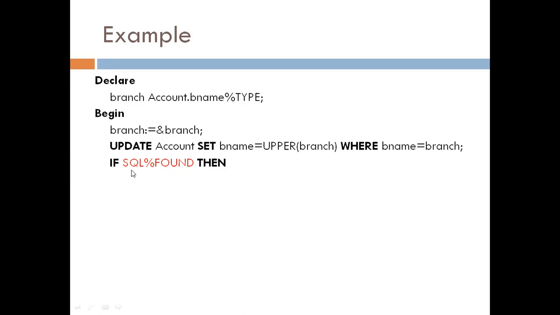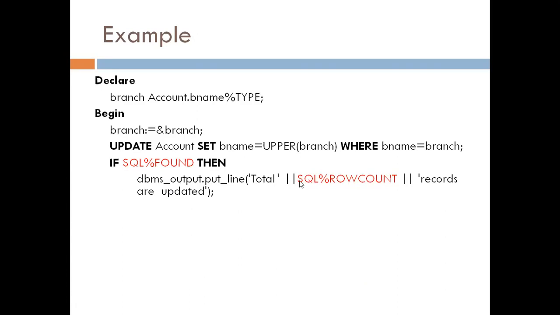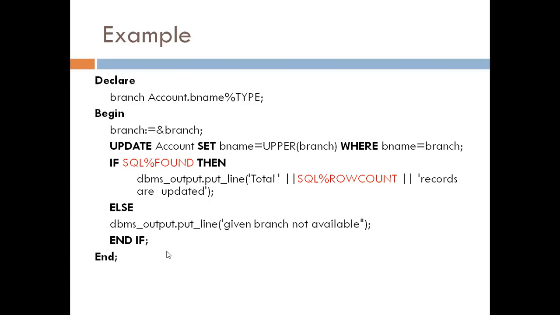So in if statement, pass your condition. Means here we are using attribute SQL%FOUND. If this attribute returns true, then print this message. And for counting the number of rows, we are using one more attribute SQL%ROWCOUNT. Else, given branch is not available. And end your if statement, and now complete your program using end section and forward slash.